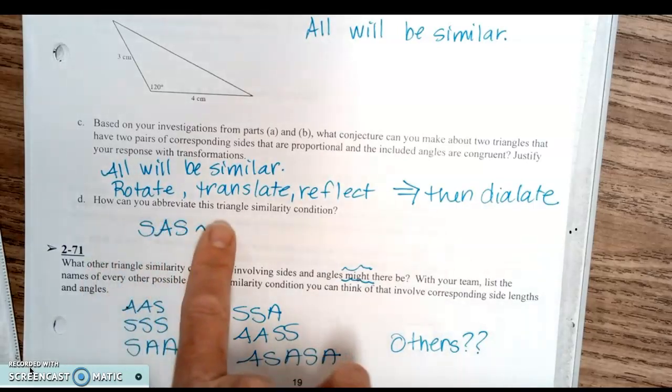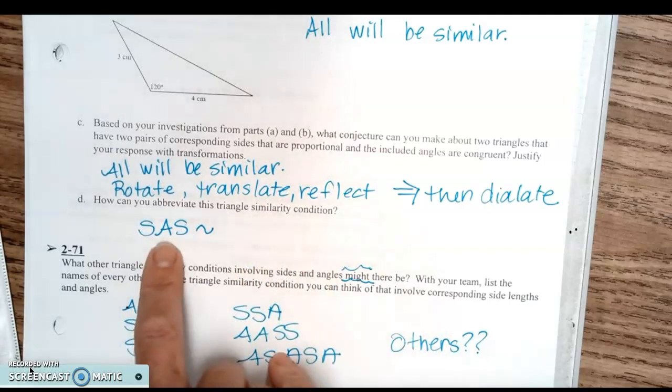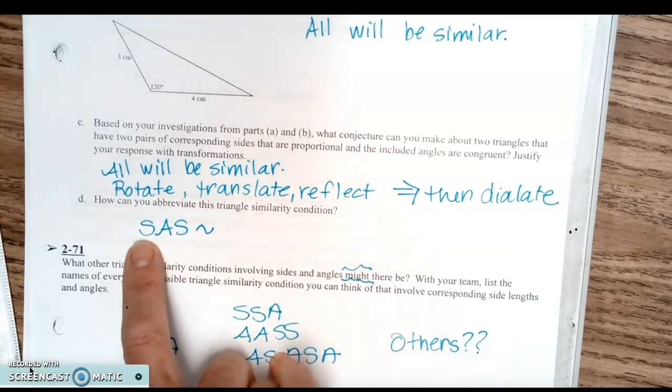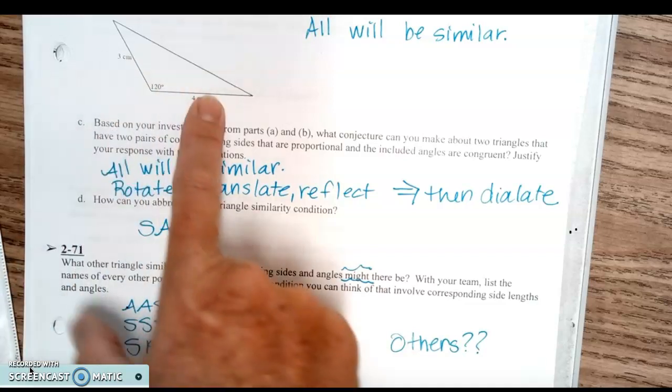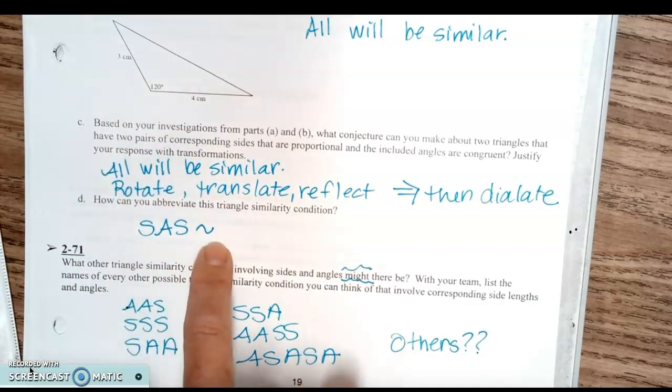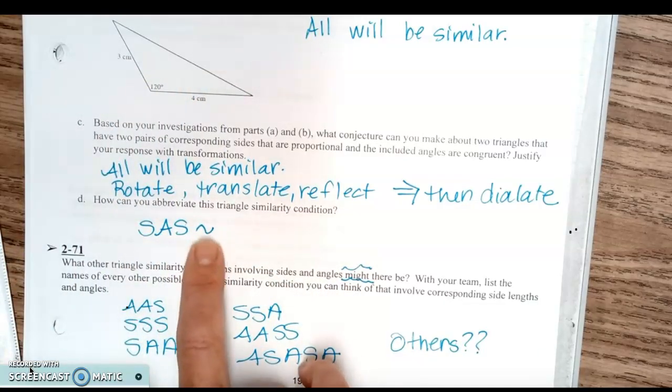How can you abbreviate this triangle similarity condition? This one is side, angle, side. Side, angle, side, but not congruence. You just use the similarity. Okay?